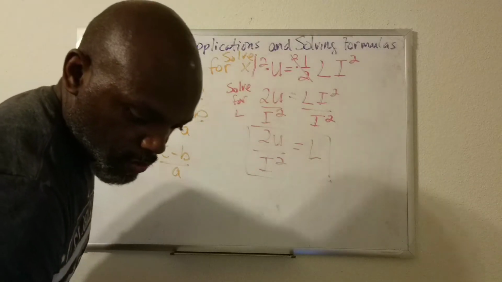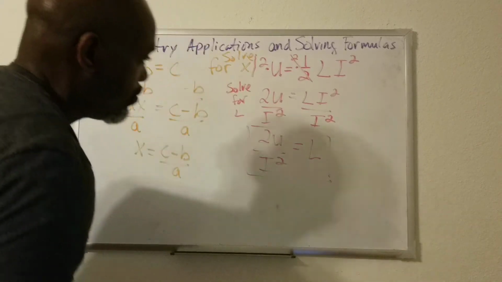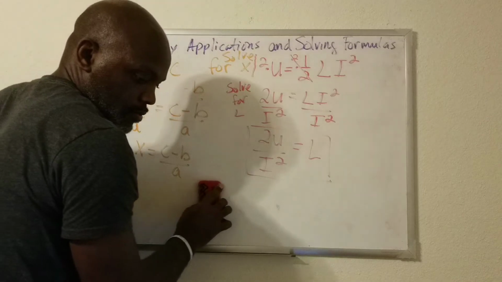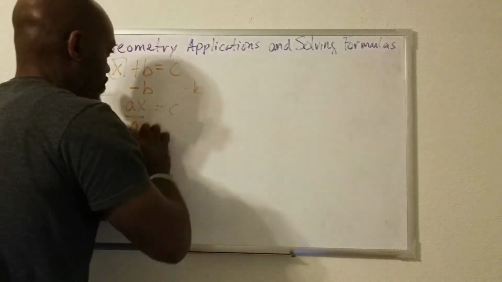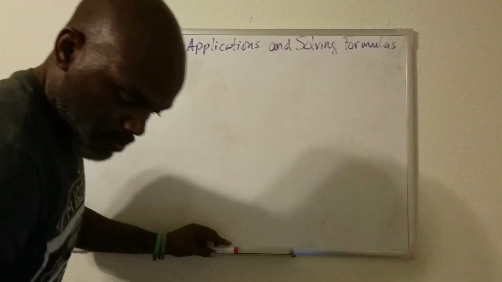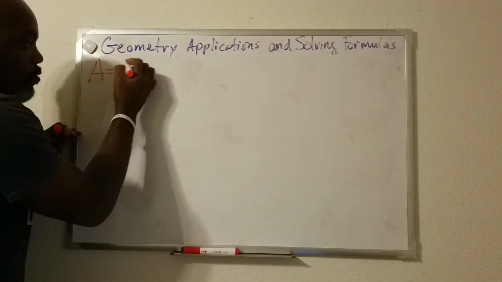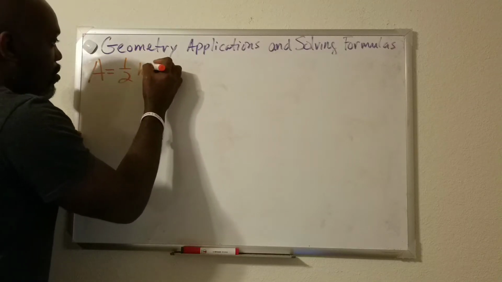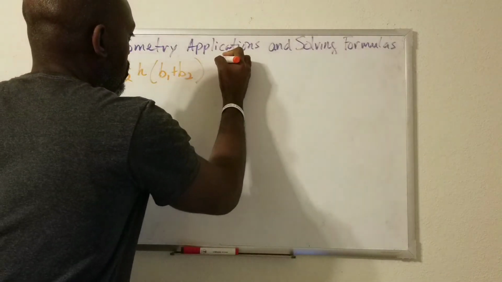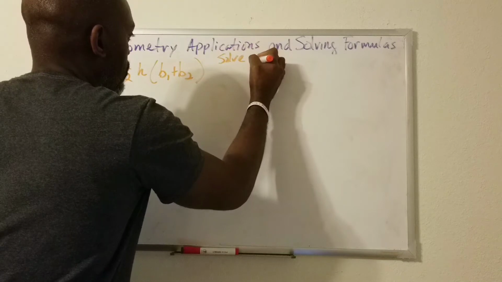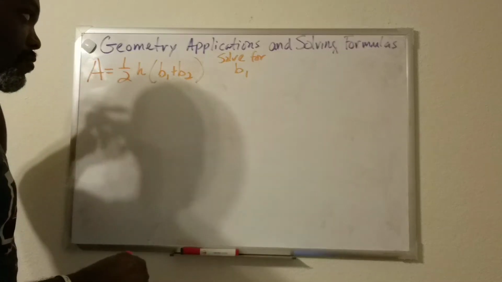All right, so the next one is the formula of a trapezoid. There's a couple ways to solve this problem. A equals 1/2 h base 1 plus base 2. Solve for B1, the first base. So we want this one, okay?